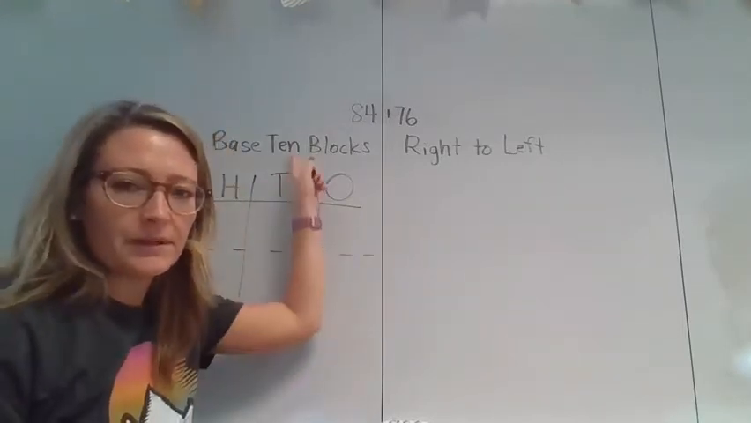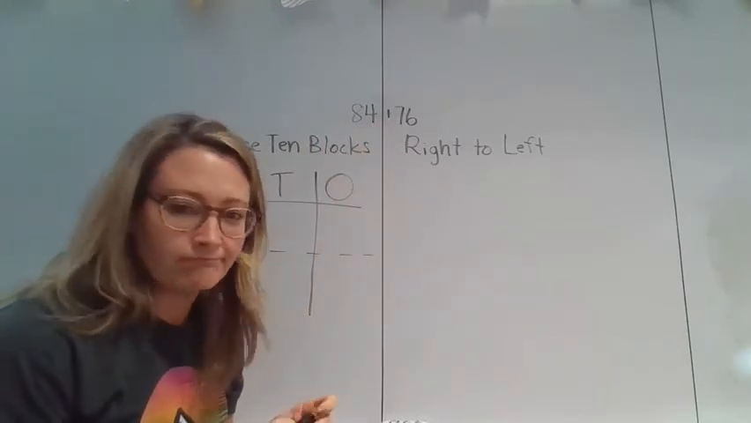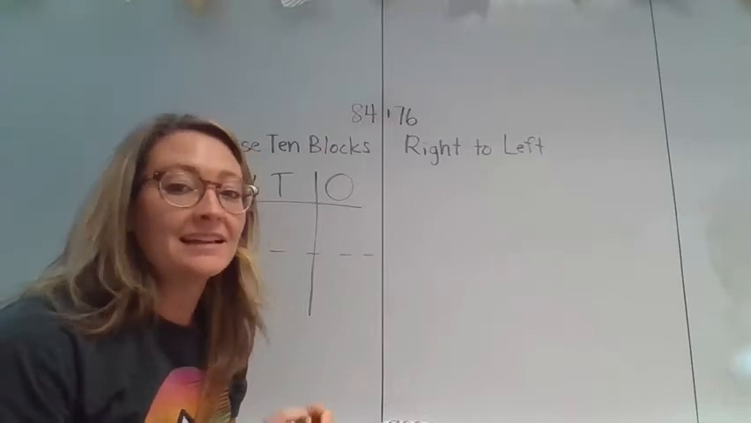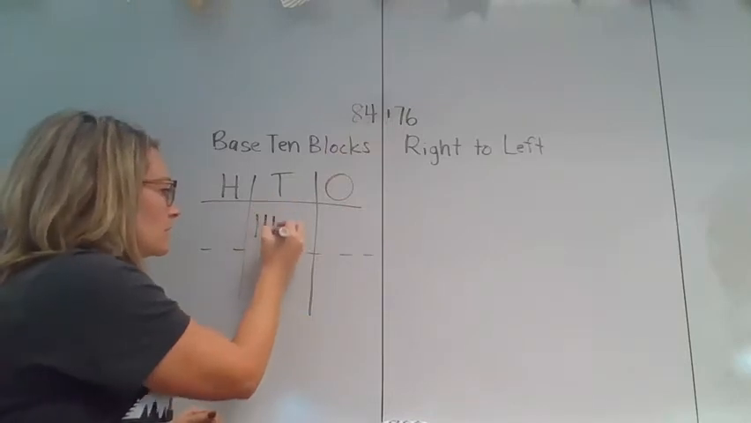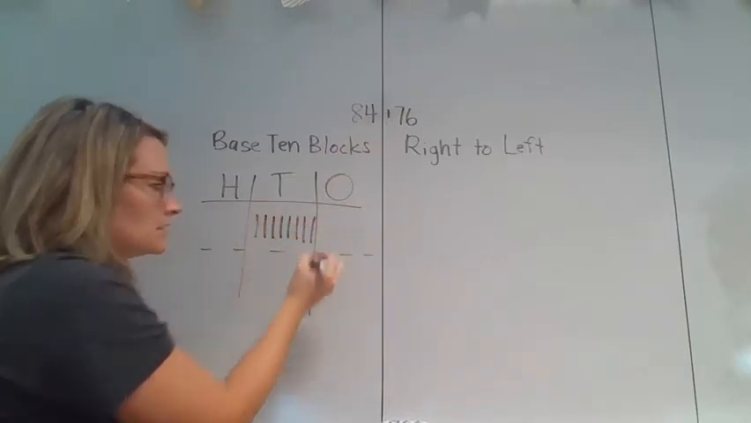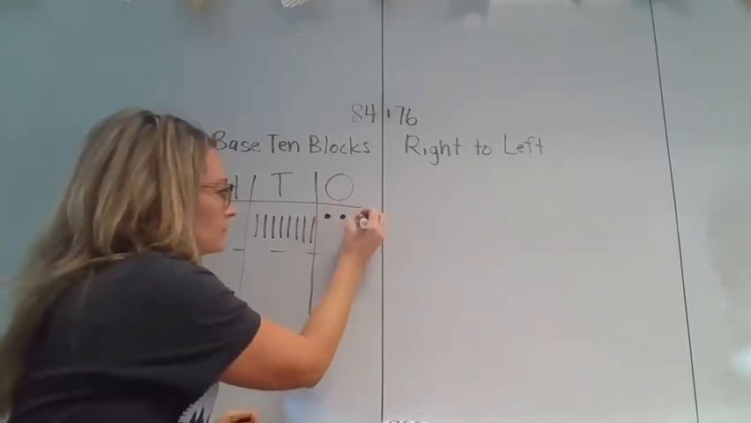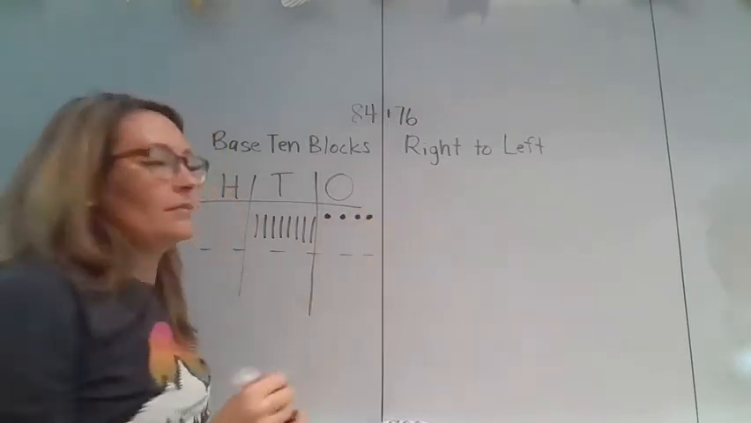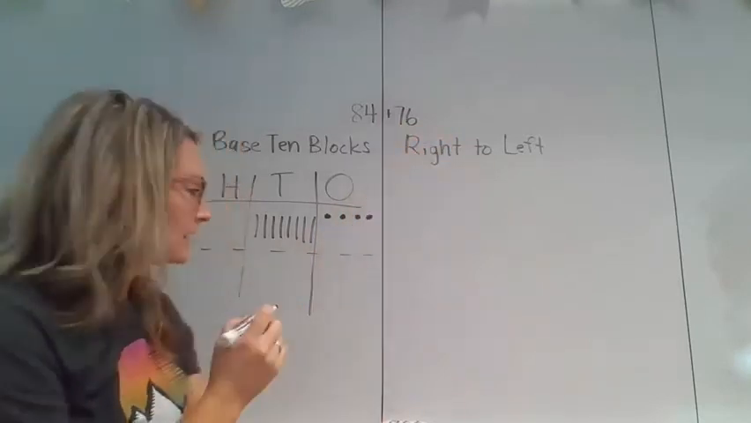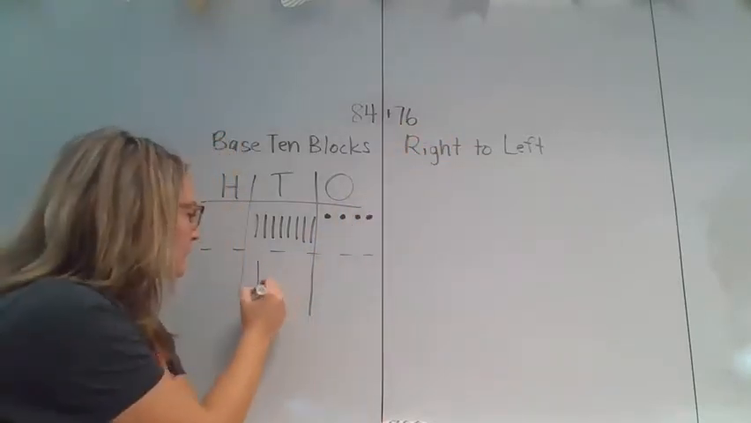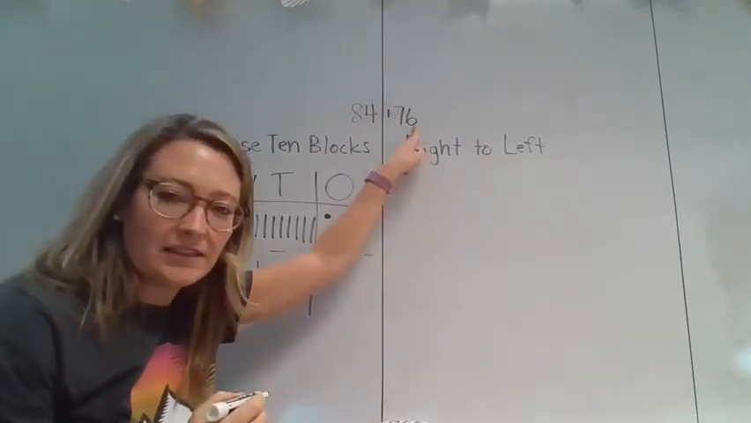All right, so remember, we're going to build our first addend, 84. Do I have any hundreds in it? No. Do I have any tens? I do. So I have 8 tens. And I have 4 ones. Now we're going to build my second addend, 76. So I have 7 tens. And 6 ones.